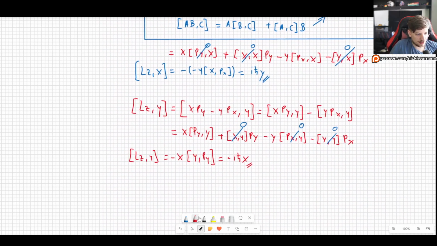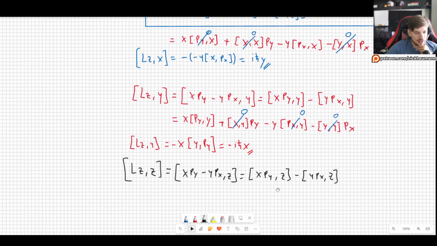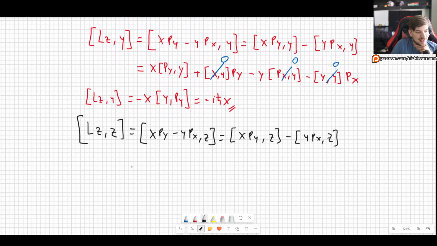So here we have now Lz comma z. Well, again, let's write out what the angular momentum in the z direction is, that is x py minus y px, comma z. We separate the commutators, so x py comma z minus y px comma z. And now, what do we do? Exactly the same as before. So you can see that the procedure is really doing the same thing over and over again, just that some of the commutators at the end will be a bit different.